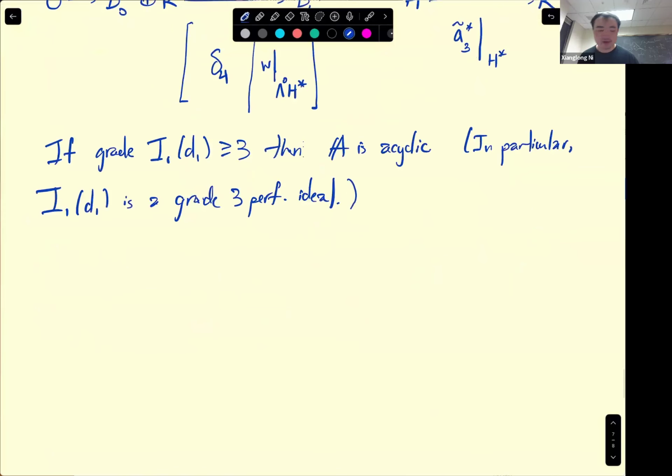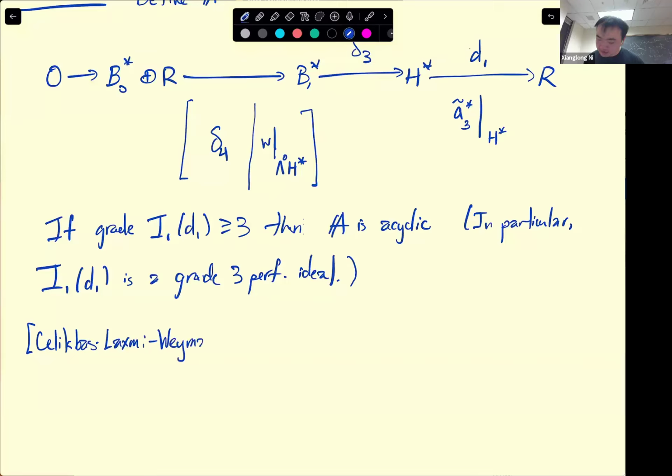Sure. Yeah, so let me mention a few things. If you want more information about spinor coordinates, then you can refer to the paper by Silkpas, Laxmi, and Weyman in '23. This is a construction of spinor structure on B in more detail.